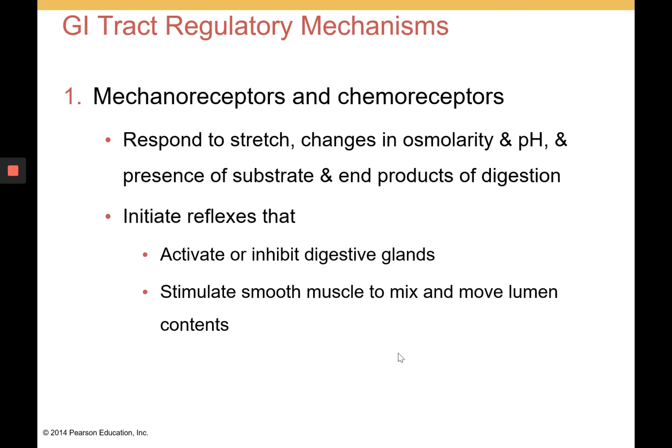We also want to talk about GI tract regulatory mechanisms. Those regulatory mechanisms rely on mechanoreceptors and chemoreceptors. These mechanoreceptors and chemoreceptors respond to changes in stretch and the concentration of ions, which changes osmolarity or pH. And we'll see that if the presence of a substrate such as a protein or the end products of digestion as mechanical digestion occur hit an organ of the alimentary canal, it can influence or initiate reflexes that regulate not only the secretion from digestive glands, but the contraction of smooth muscle of the muscularis externa.